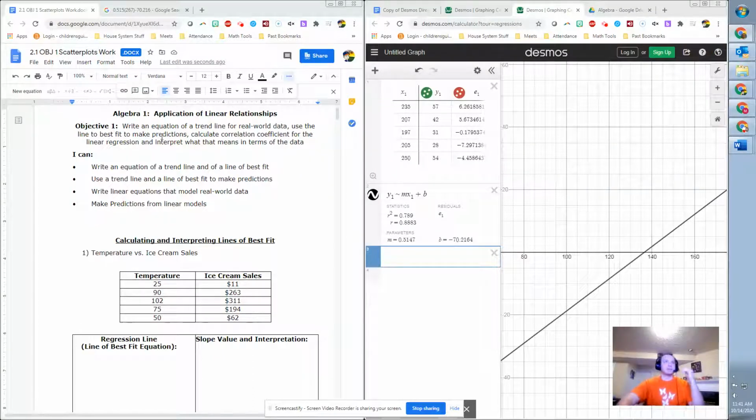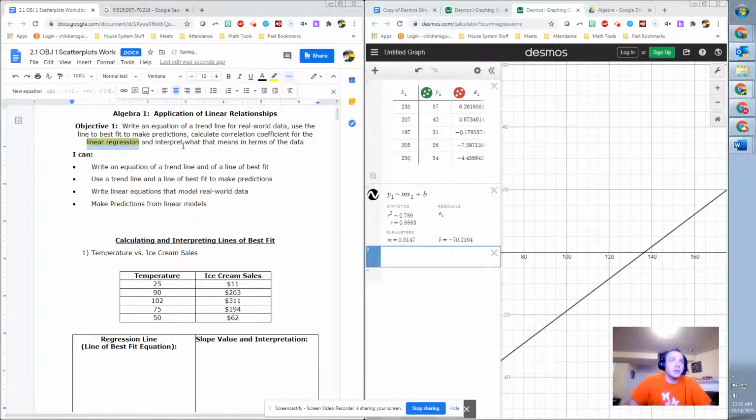What I want to look at in this video is scatter plots, looking at linear relationships. So we're looking to write an equation of a trend line for real world data, use the line of best fit to make predictions, calculate the correlation coefficient for the linear regression, and interpret what that means in terms of the data. Whoa, a lot of big math terms there. Like I'm looking at linear regression, right?